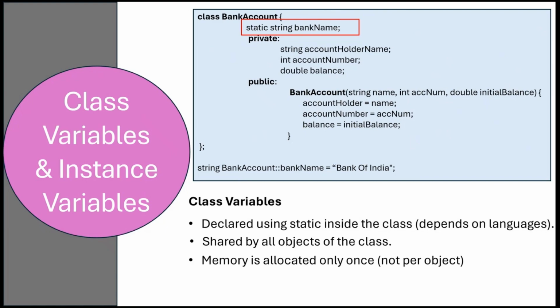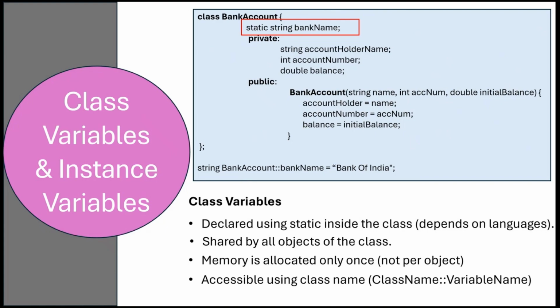So memory is allocated only once because it is a common and global variable. Every time a new account is created, this will not be created again, right? It is common, so it is in the class memory, right? So it is global and shared across all objects, and it is accessible using the class name and the variable name, right? In C++ it is accessed like this. In different languages it might be accessed in a different way, but the base point here is that class variables are used when there is a requirement to represent some common data which will be common across all objects of that class, right?